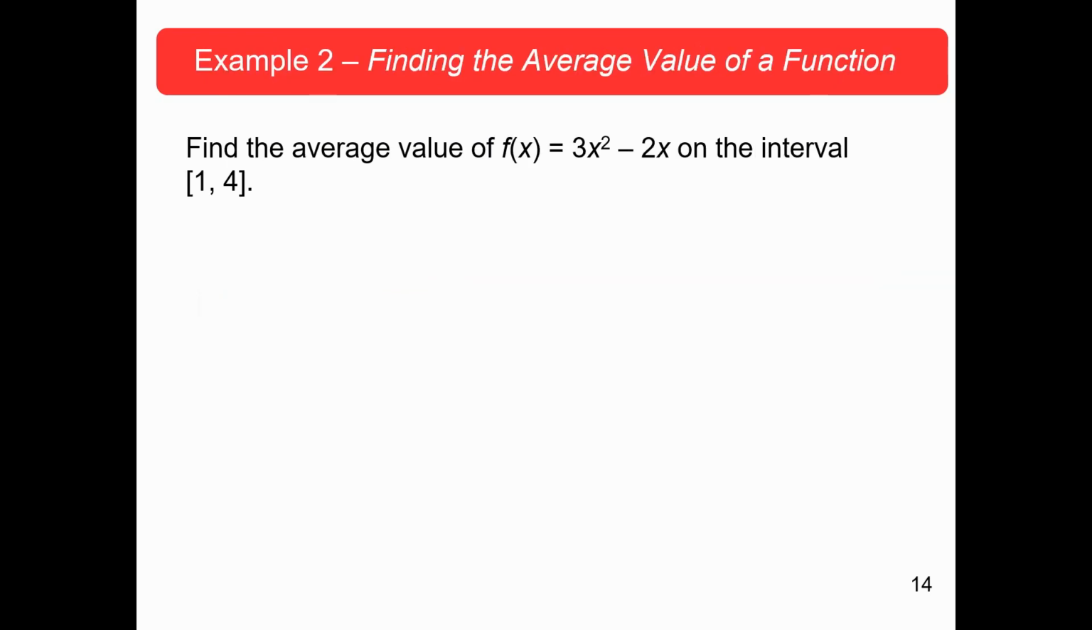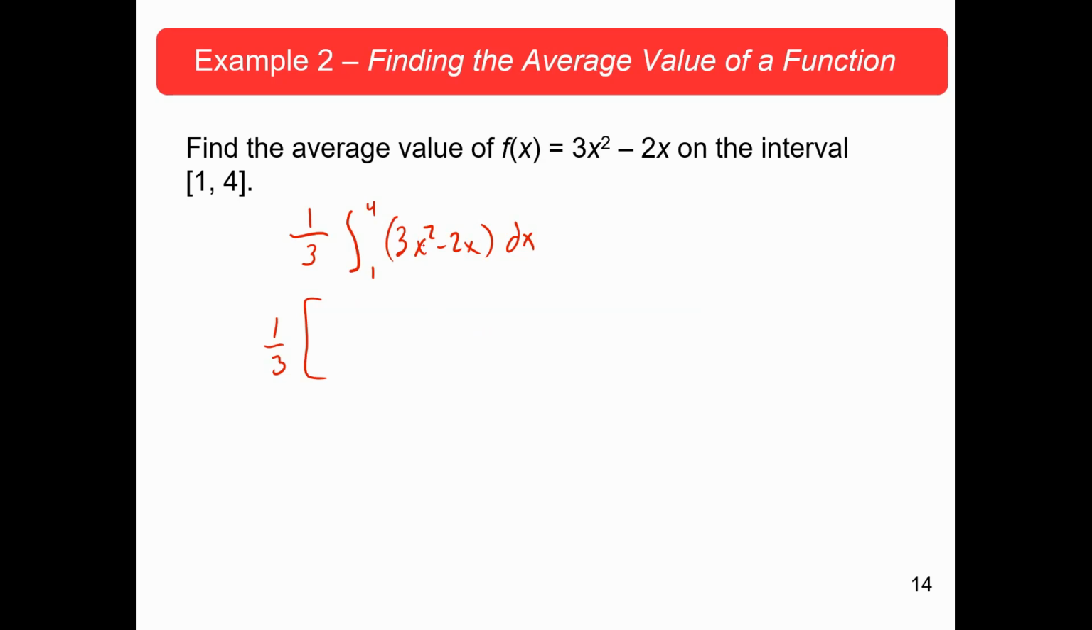So for example, if we want to find the average value of f of x equals 3x squared minus 2x on the interval from 1 to 4, we are going to integrate from 1 to 4 the function 3x squared minus 2x, and we're going to say 1 over b minus a, where 4 minus 1 is 3. Now when we evaluate that, we're going to have the 1/3, and instead of breaking this up into separate integrals, I'm just going to integrate each piece and write it down here so I can evaluate it.